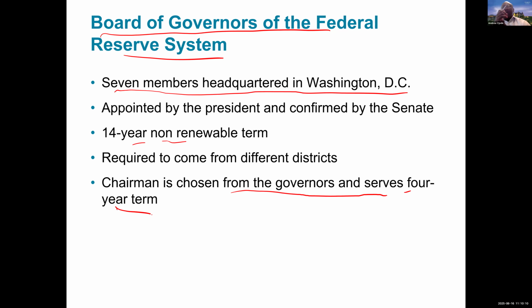Before Bernanke, we had Alan Greenspan. Alan Greenspan is the longest serving chair of the Federal Reserve System. He served for 19 years. Okay, let me make that clear. Alan Greenspan is the longest serving chair of the Federal Reserve System. He served from 1987 to 2006.